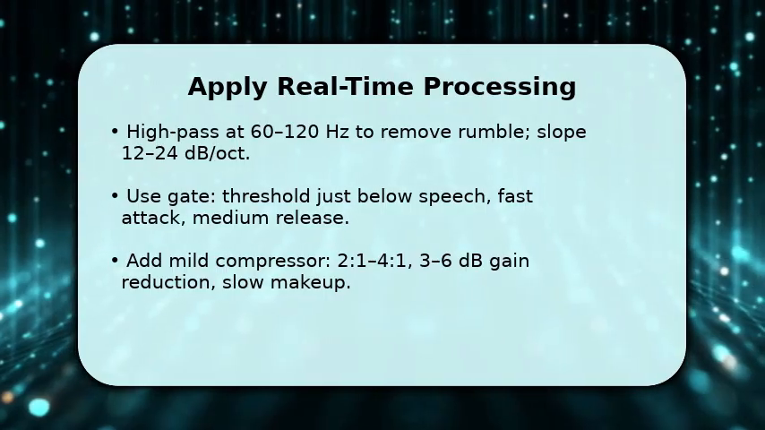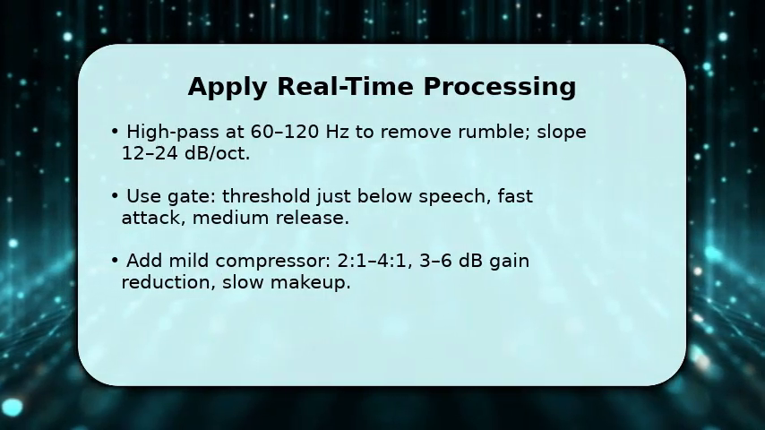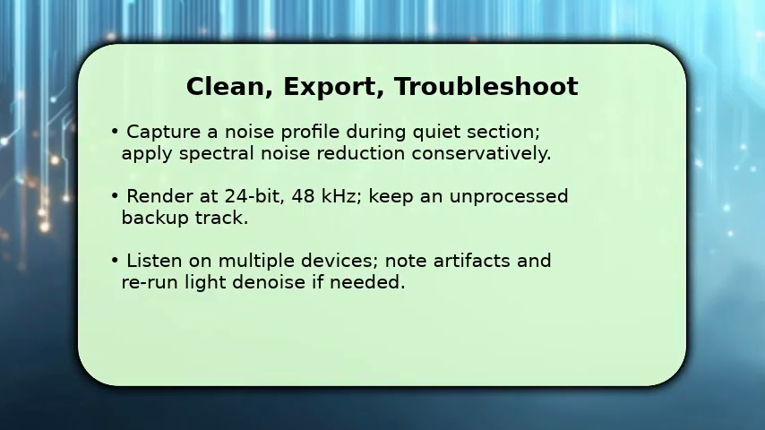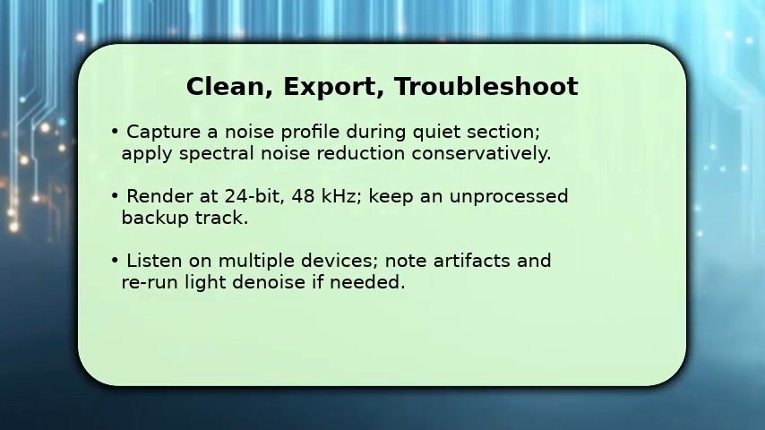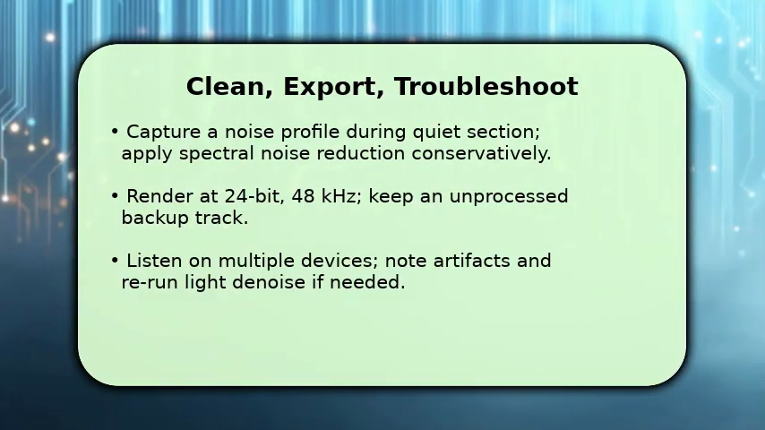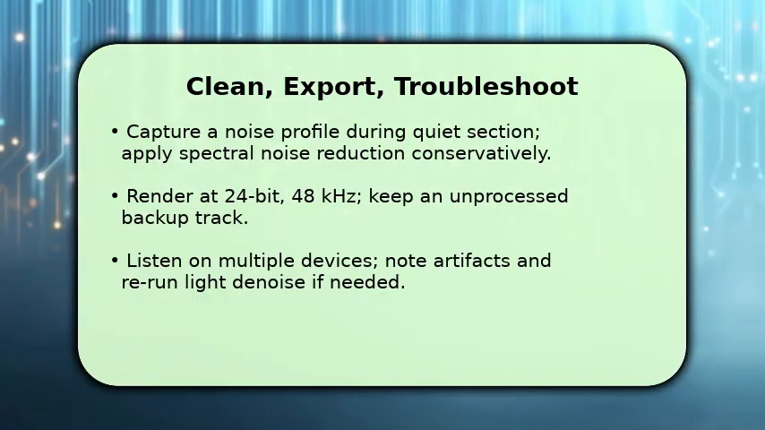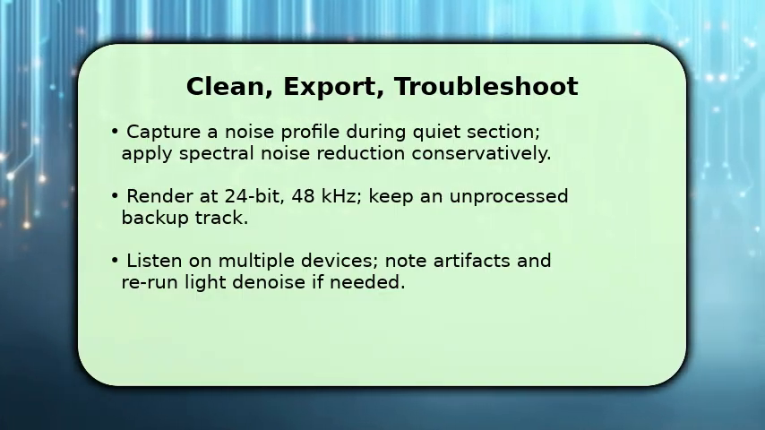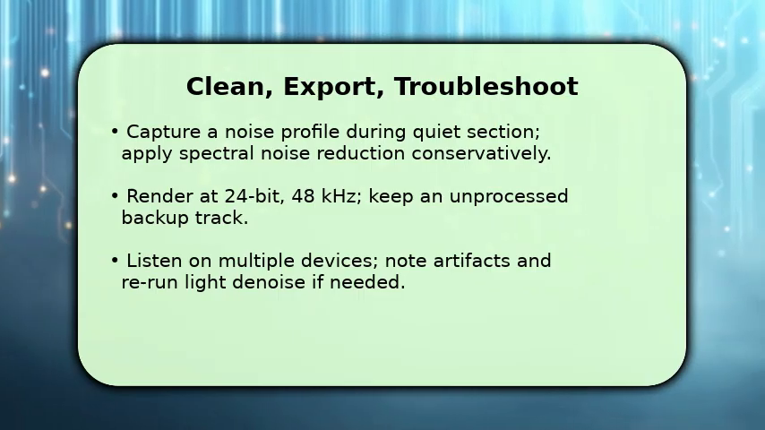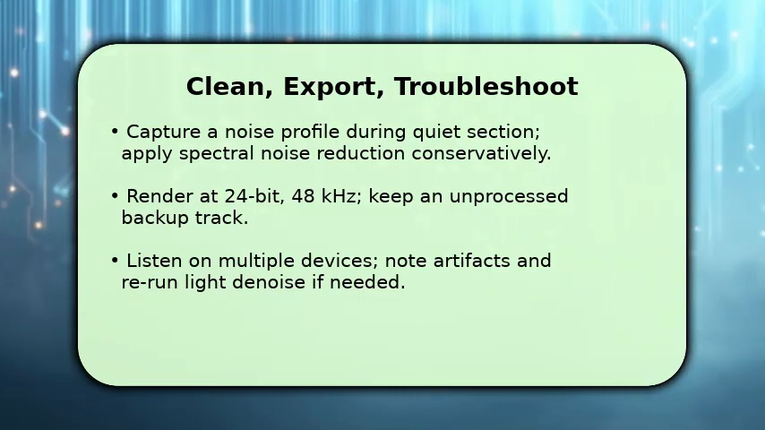Finish by removing residual hiss with spectral or noise print reduction. Record or select a quiet noise profile, apply reduction with conservative settings to avoid artifacts, and preview with short passes. Once satisfied, render at 24-bit, 48 kHz, and save an unprocessed master for safety.